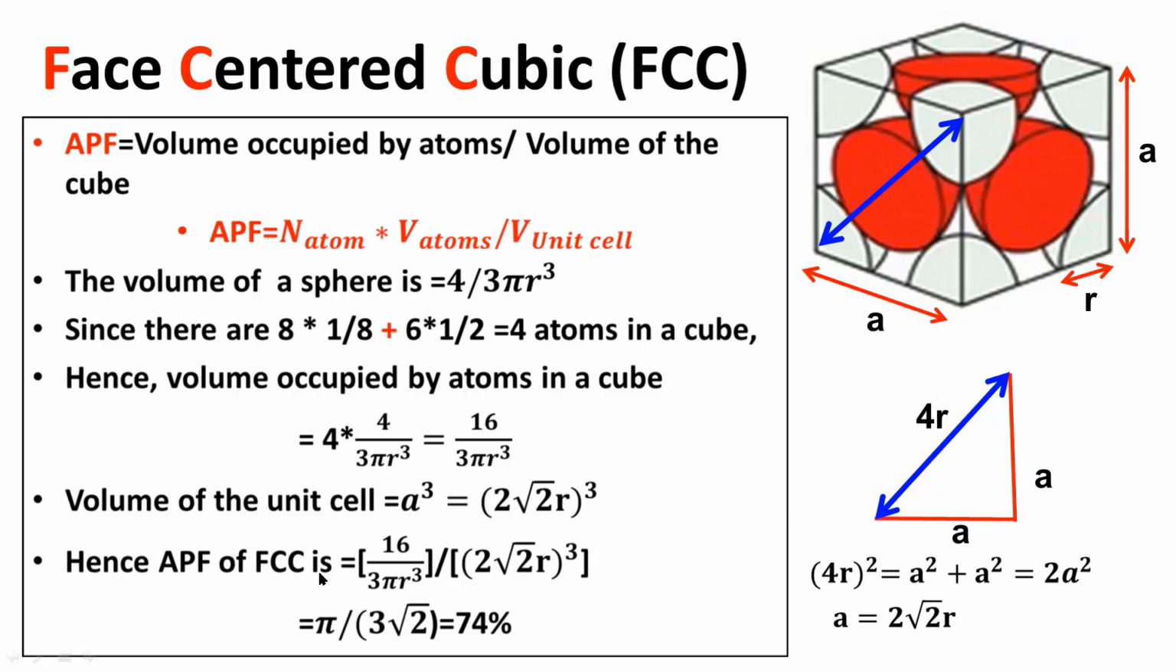Now APF of FCC is nothing but the volume occupied by the atoms in a cube, that is 16 by 3 pi r cube, divided by the volume of unit cell, that is nothing but (2 root 2 r) whole cube, that comes to pi divided by 3 root 2, and this comes to 74%. Implies that in the unit cell the atoms are occupying 74% of the space and the remaining is left vacant.